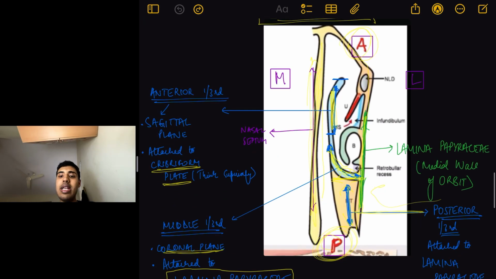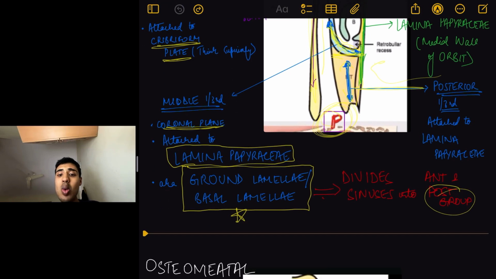So anterior 1/3, middle 1/3, and posterior 1/3. The anterior 1/3 is in the sagittal plane. It is attached to the cribriform plate, whereas the middle 1/3 lies in the coronal plane. It is attached to the lamina papyracea. The posterior 1/3 is in the coronal plane. It is also attached to lamina papyracea, but the middle 1/3, also known as the ground lamellae or the basal lamellae, divides the sinuses into anterior group and posterior group of sinuses.